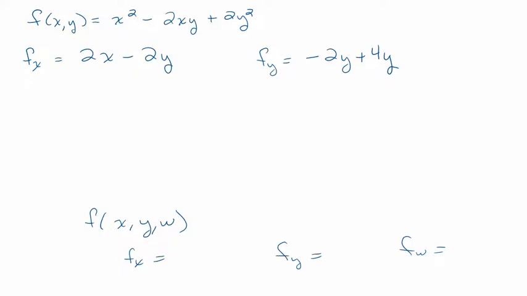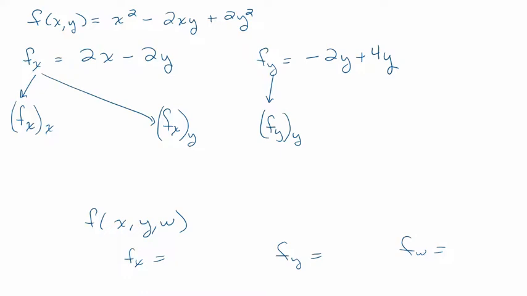So that means, from the first derivative, I could take the partial with respect to x of this derivative. Or I could take this first derivative and take the partial with respect to y. Similarly, I have this partial with respect to y. I could take that and take it with respect to y again. Or I could take this partial derivative and take it with respect to x. So we really have 4 options for the second derivative.